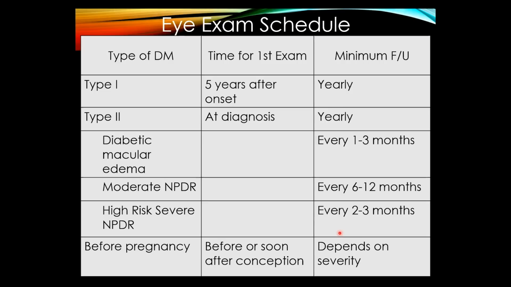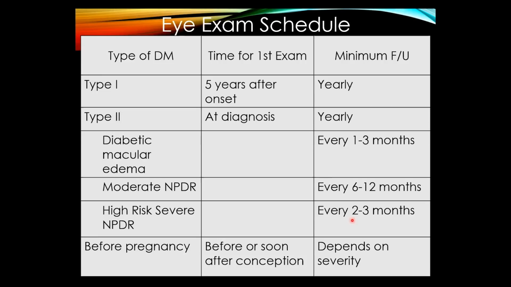But if you have type 2 diabetes, you might have had diabetes for a long time before you even knew you had it. So we recommend an eye exam at the time you find out you have diabetes and every year. If there's swelling present, we recommend seeing people every 1 to 3 months, especially if they are requiring regular injections. If they begin to show signs of worsening risk of proliferative diabetic retinopathy, even without any swelling, we need to see them at least twice a year and sometimes every quarter, every 2 or 3 months.